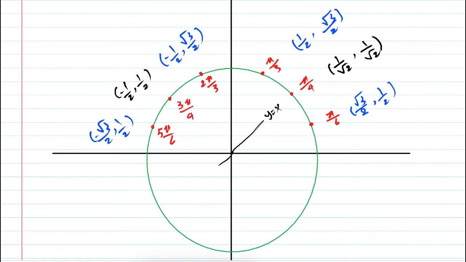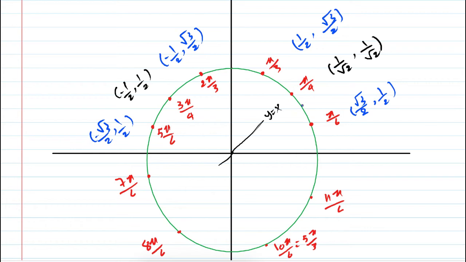Okay, so the next point that I have, so this is 5 pi over 6. 6 pi over 6 is going to be right here. This is 7 pi over 6. Okay, this is 8 pi over 6. This is 9 pi over 6. This is 10 pi over 6, which equals 5 pi over 3. And this is 11 pi over 6.